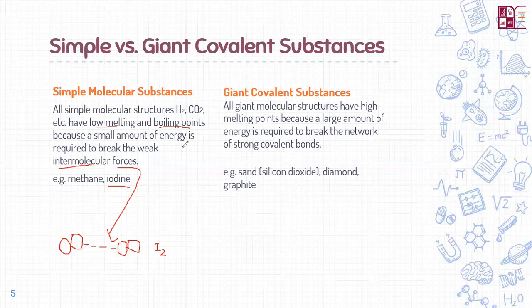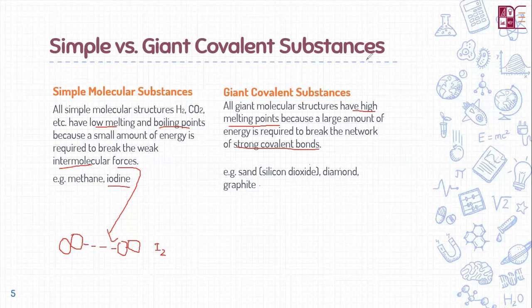Whereas if I talk about giant covalent substances, they have high melting points because lots and lots of energy is required to break their strong covalent bonds. So they have strong covalent bonds in between. For example, diamond, graphite, silicon dioxide, right?